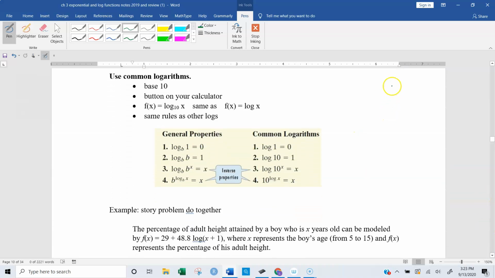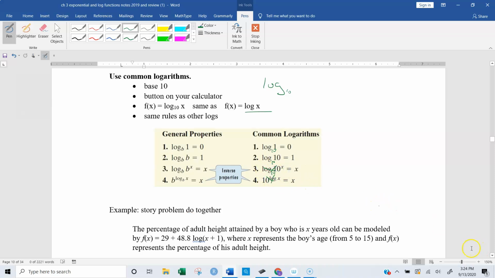Okay, now we're on to the last but not least stuff. Base 10. Okay, in your calculator, you have a button that's log. That is common log, and it means log base 10. So when we use this on our calculator, log base 10 of x is the same as log of x. It follows the same rules, like right here. Log, that means 10 to the 0 is 1. This means 10 to the first is 10. This means 10 to the x is 10 to the x. These are your identities on both sides.